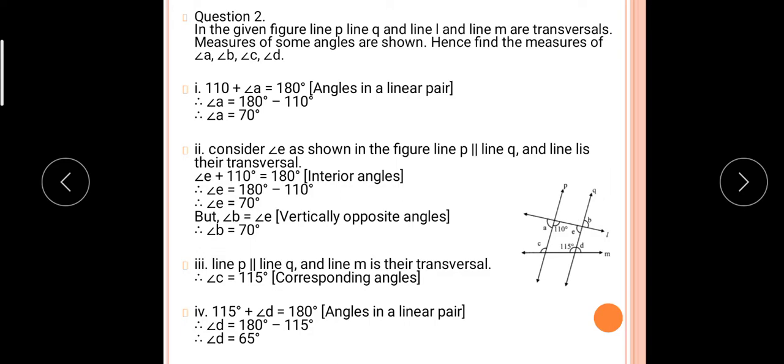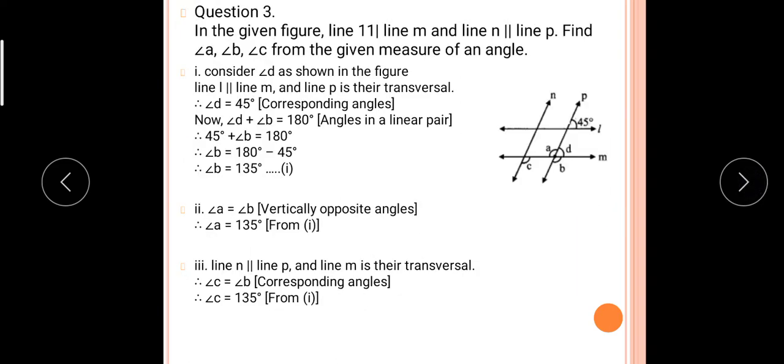Now we have to find out D. 115 plus D is equal to 180 because of a linear pair, and therefore D is equal to 180 minus 115, which is 65 degree. So in this way we can calculate A, B, C and D. B is very easy, a vertically opposite angle. B with E, whatever E is, that is equal to B.